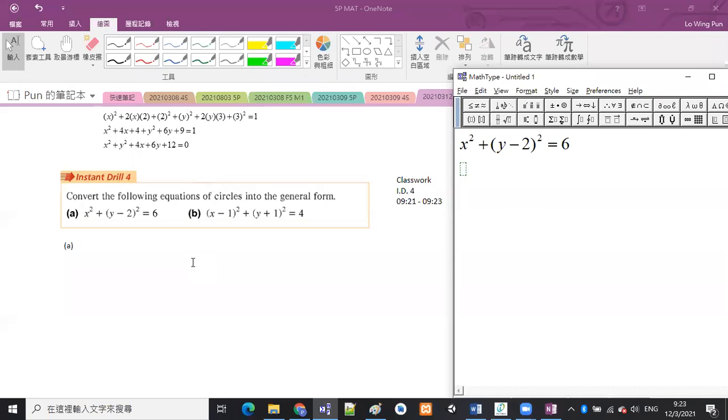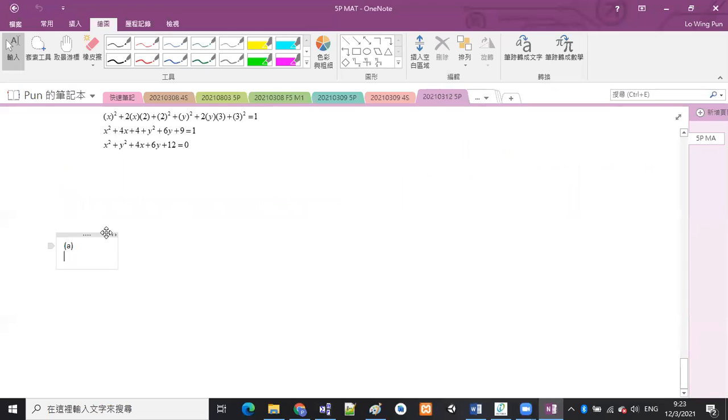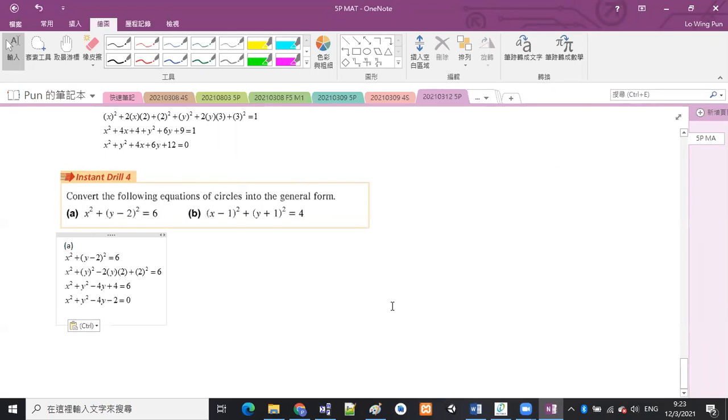Okay, let's check the answers. So part A. So we just need to expand one bracket. Okay, so y squared minus 2y2 plus 2 squared is equal to 6. Okay, and we have x squared plus y squared minus 4y plus 4 equals 6. And then we have x squared plus y squared minus 4y plus 4 minus 6 becomes minus 2 equals 0. Okay, and that is already the general form. Okay, so there is no x term in part A.